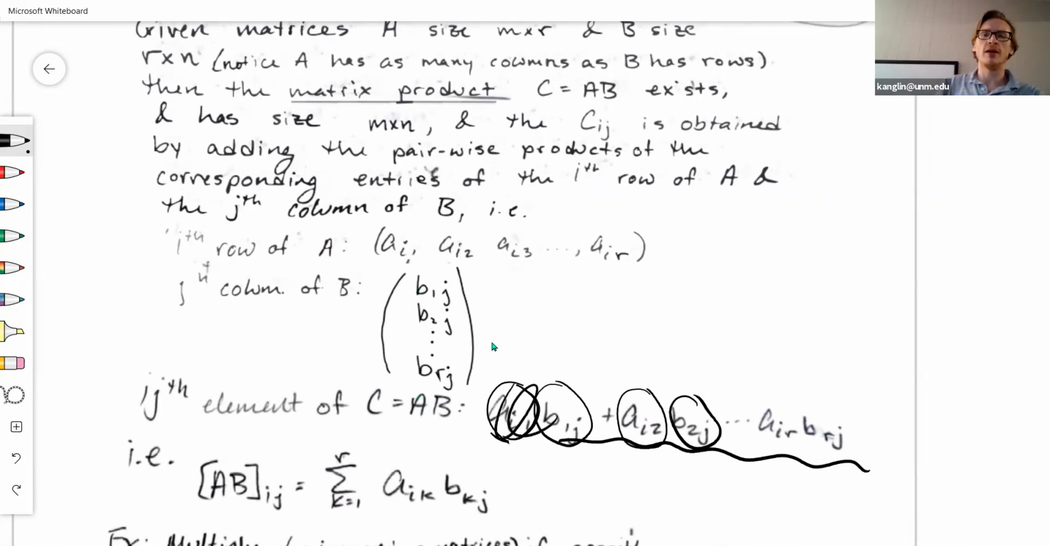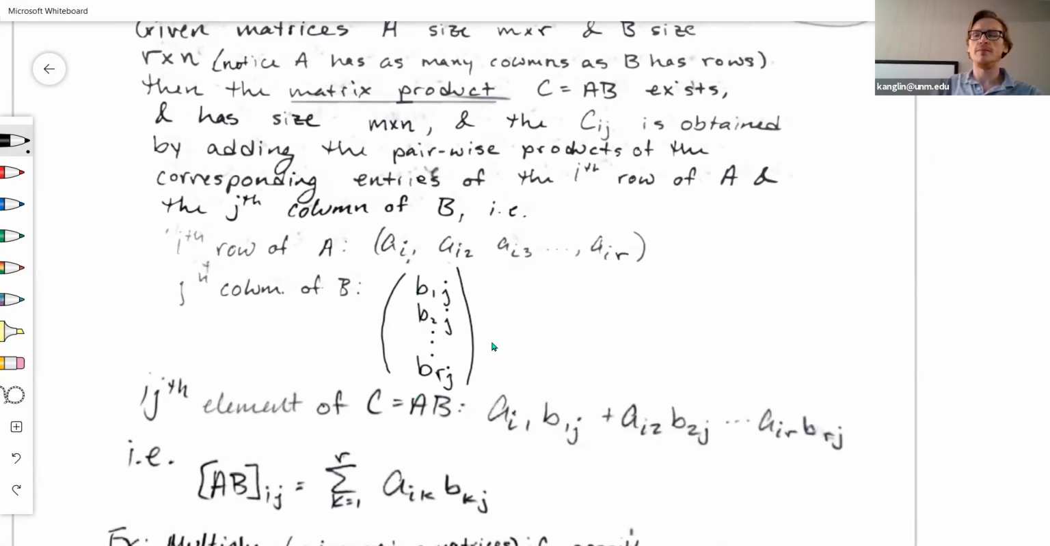So that's how I think of it. To get this ijth entry of the product, I think of laying the jth column of B over the ith row of A, taking those component-wise products and adding them all up.